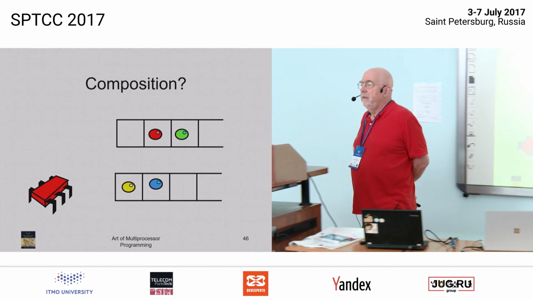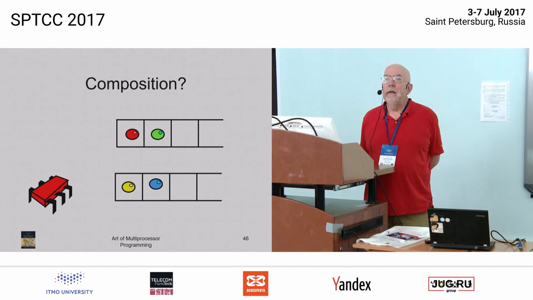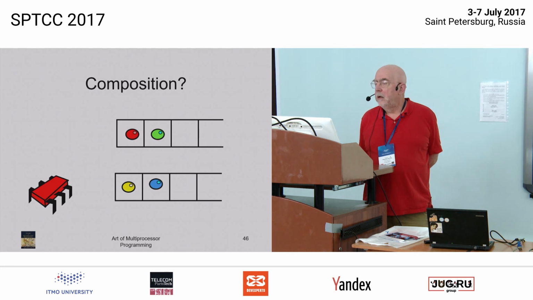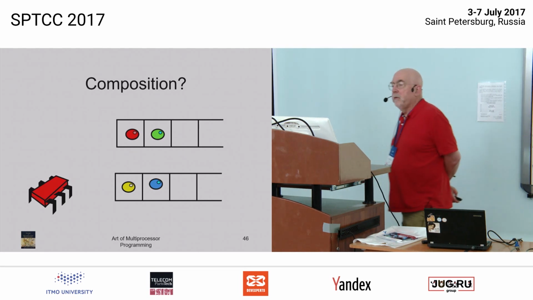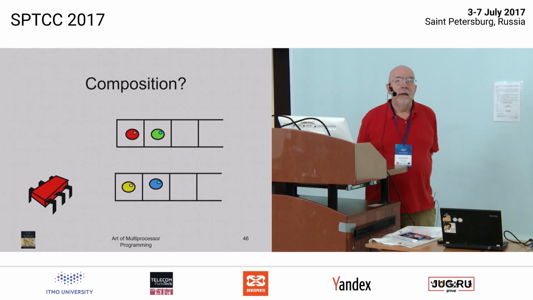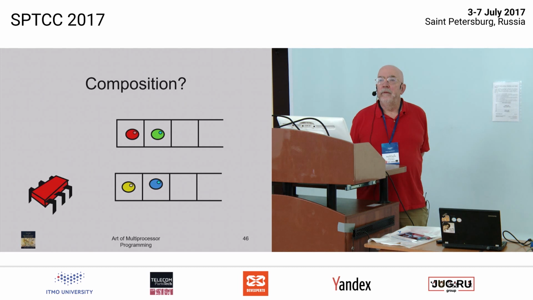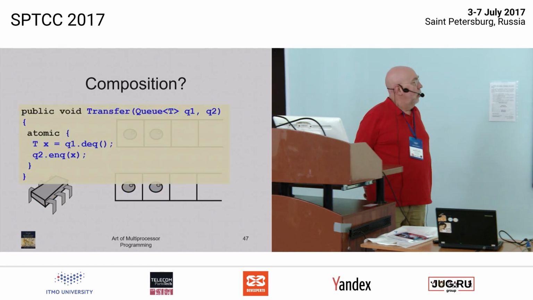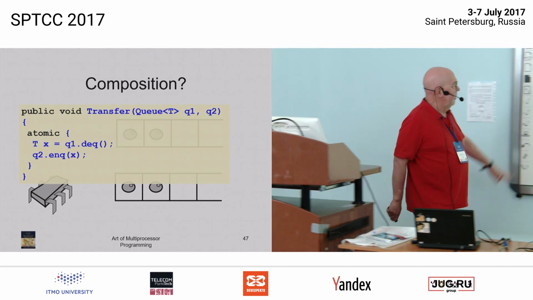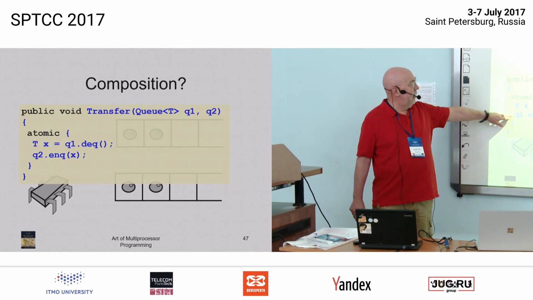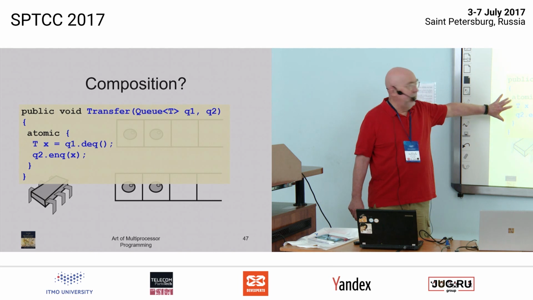Composition. Remember we had this problem where I wanted to move something atomically from one queue to another. And I was faced with this problem that it's impossible if I use internal synchronization, but it's dangerous to provide external synchronization because it's too powerful and too unstructured and too hard to use. So I can do this very easily with my atomic construct. On this line, I dequeue the item. On this line, I enqueue it. And I put the entire thing in an atomic block.